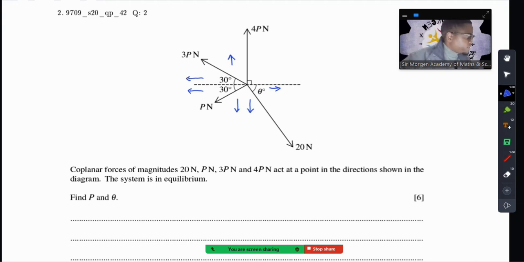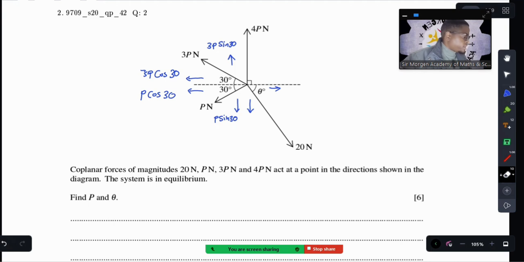right, vertically it means we have 3p sine 30. Then horizontally we have 3p cos 30. And then for p newtons, vertically we have p sine 30. Then horizontally we have p cos 30.